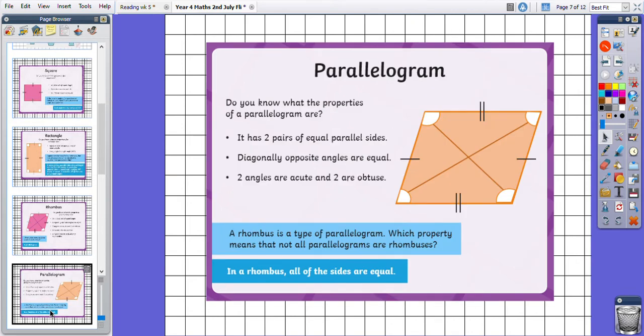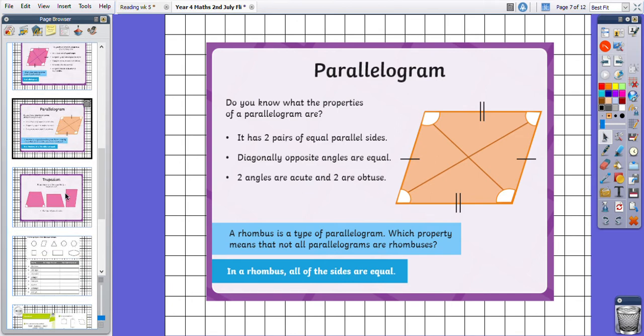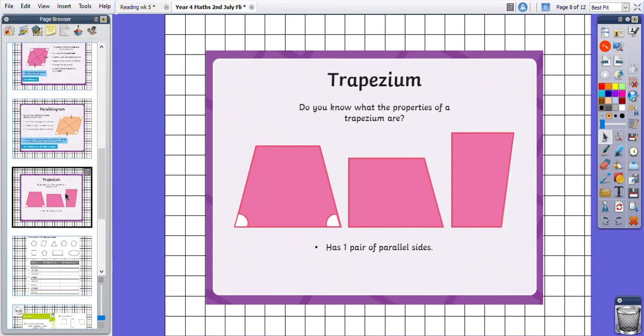We've also got a parallelogram. Now a parallelogram is a bit more like a rectangle that's sort of slanted, and it has two pairs of equal parallel sides. Diagonally opposite angles are equal again, similar to a rhombus, and two acute angles and two obtuse angles. Finally, we've got a trapezium, and a trapezium has one pair of parallel sides, and that's it. That's its only property.